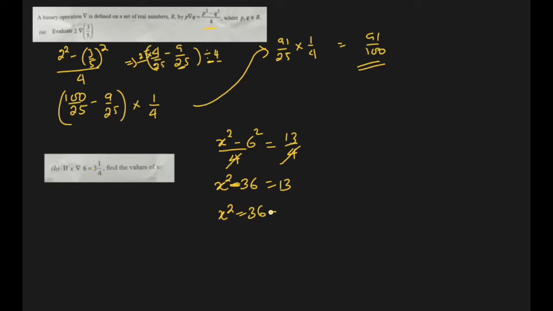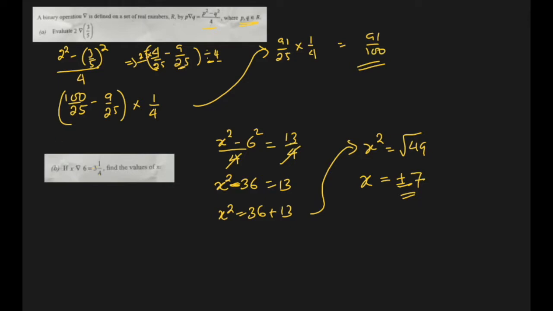X square equal to 13 plus 36. The negative 36 goes to the other side and becomes positive 36, and 13 was already there. So x square equal to 36 plus 13, which is 49. If we square root both sides, x will be equal to plus or minus 7. They said p and q are real numbers and they have not given anything for x. That means plus and minus both answers will be accepted.